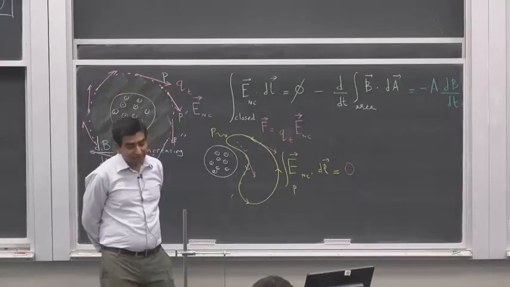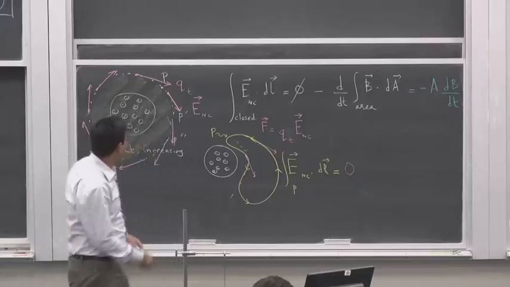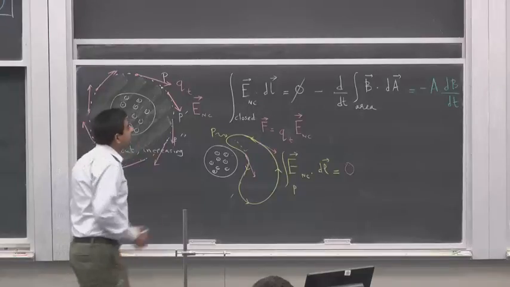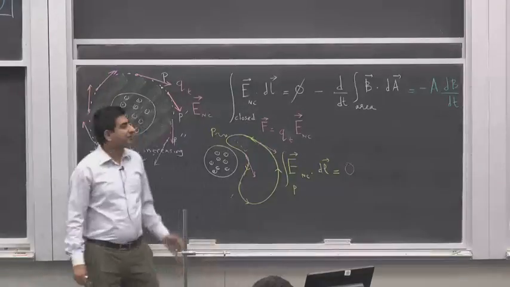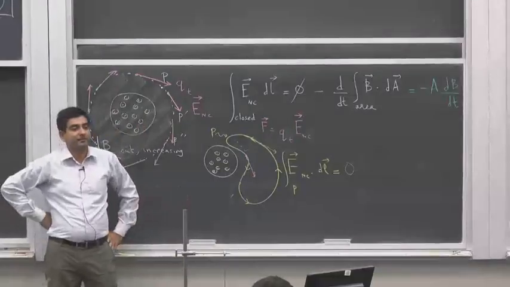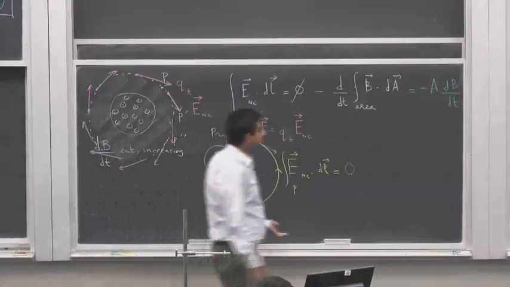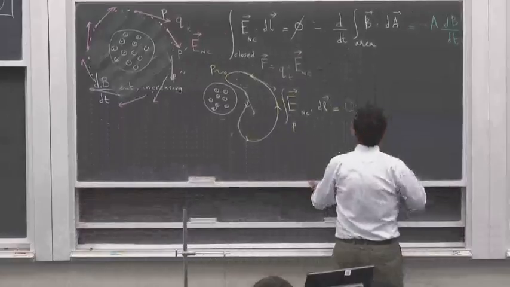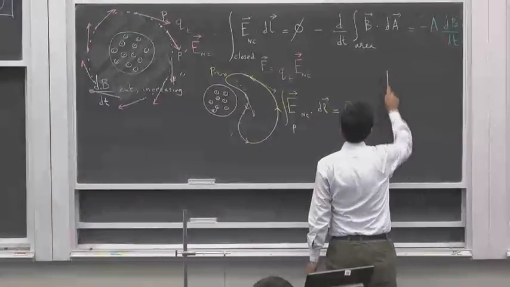Okay, now let's look at a very interesting discussion. This E dot dl has dimensions of voltage, potential. When we were looking at circuits, we drew a battery.